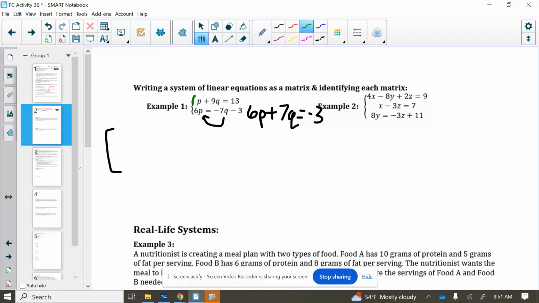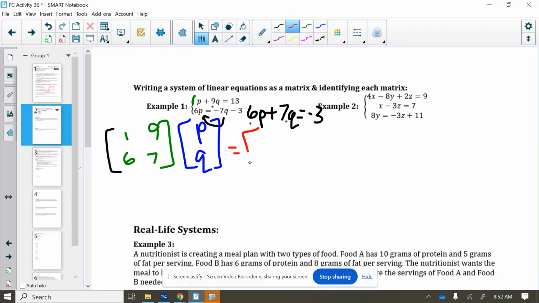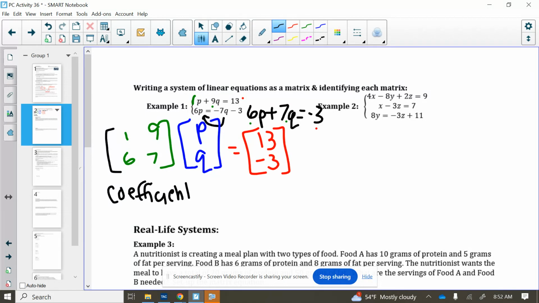We have 1, 9, 6, and 7 as those coefficients. And then our variable matrix, we have variables p and q. And then last but not least, that's going to equal our constant matrix, in this case 13 and negative 3. And again, we can label these. We know we have the coefficient matrix, the variable coming next, and last, that constant matrix that it equals.